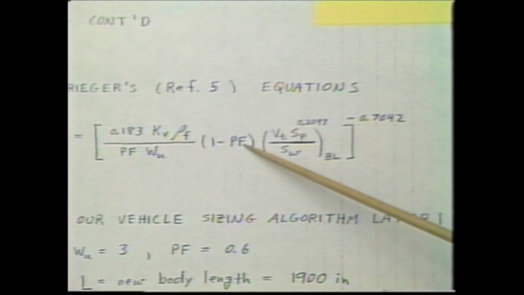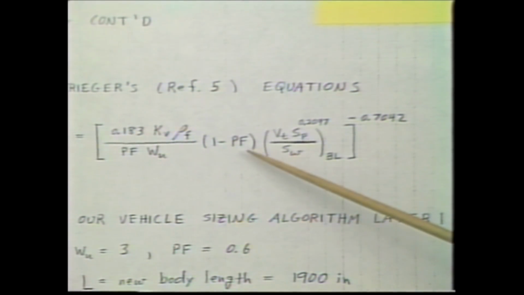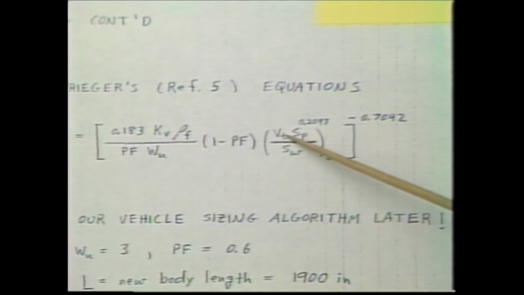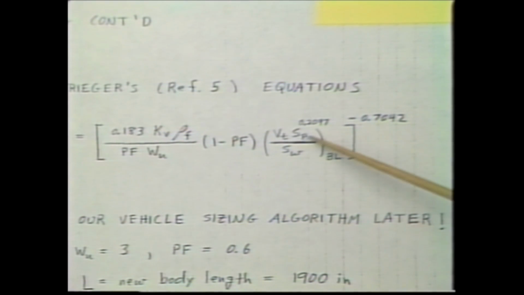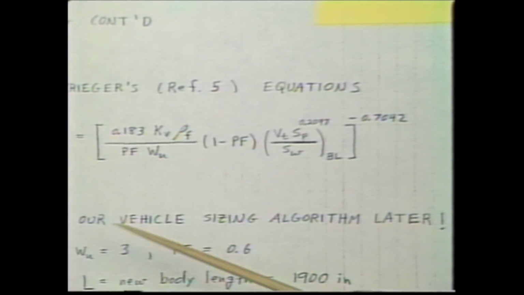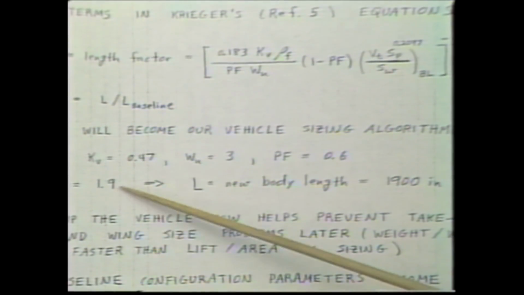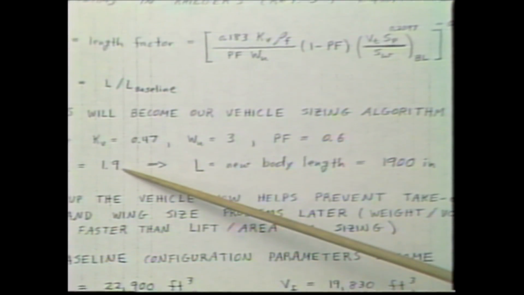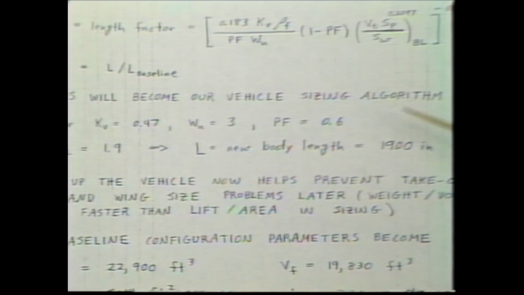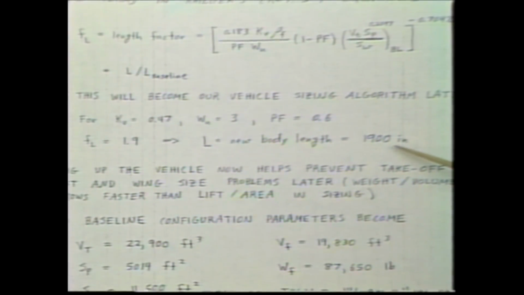Propellant fraction, we already established at about 0.6. Then the total volume of the original baseline vehicle, plan form area, and wetted area. In your notes, this exponent was neglected, so you might want to write that in. Anyway, for our geometric parameters of 0.47 and a unit weight of 3, propellant fraction of 0.6, our scaling factor came out to be 1.9. So our 1,000-inch aircraft went to 1,900 inches.